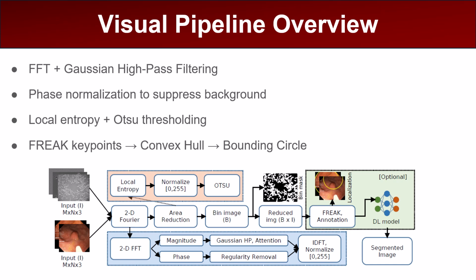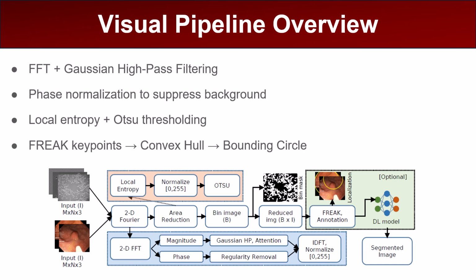This slide provides a step-by-step breakdown of the image processing pipeline used in the proposed method. We begin with an input image that goes through a 2D Fourier transform. From there, a Gaussian high-pass filter is applied to enhance the fine structures. This is followed by a phase normalization, which removes background regularity, crucial for isolating the region of interest. The image is then reconstructed using an inverse FFT, normalized and analyzed with local entropy to detect areas of complexity.